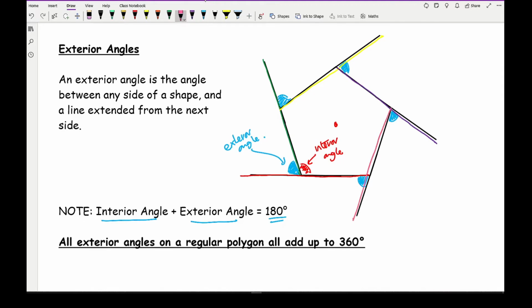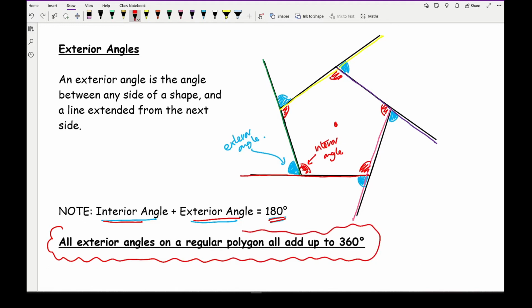So as you can see, we've got 5 interior angles, and therefore we've got 5 exterior angles. Now, although the size of those angles will depend on how many sides we've got, the most important rules that you need to remember are that the interior angle plus the exterior angle will always add up to 180 degrees, and that all exterior angles on a regular polygon will add up to 360 degrees. So if I add up all of those blue angles, in fact any exterior angles on a polygon, they will all add up to 360.